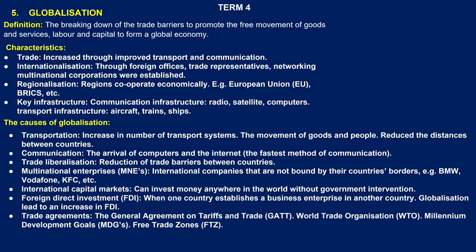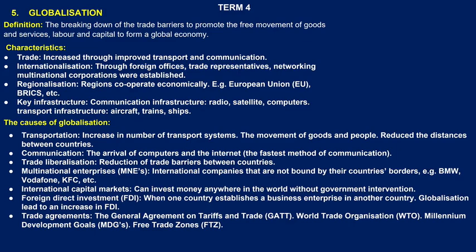Multinational enterprises, or MNEs, are international companies that are not bound by their country's borders, for example BMW, Vodafone, KFC, etc. International capital markets can invest money anywhere in the world without government intervention. Foreign direct investment, known as FDI, is when one country establishes a business enterprise in another country. Globalization leads to an increase in FDI.